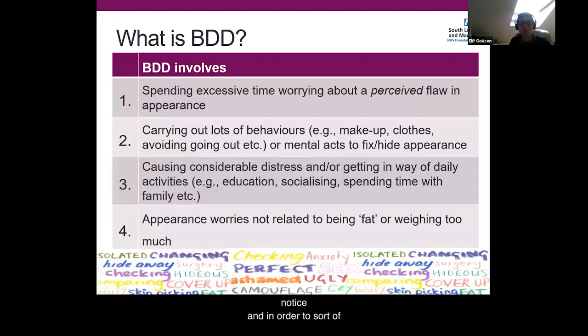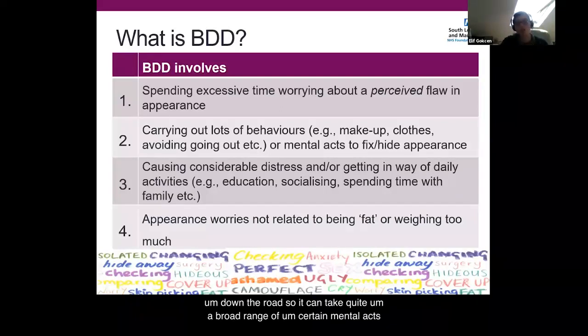In order to correct or fix this appearance flaw, young people can find themselves carrying out lots of behaviours or mental acts. It might be that they're doing lots of makeup routines, wearing excessive makeup, or wearing specific types of clothes to cover up their physique, for example. They might find that they're completely avoiding going out to certain places or seeing certain people, or completely stopping leaving the house and feeling pretty isolated. In terms of mental acts, they can be things like comparing their appearance to people they're seeing on the screen or walking down the road. It can take quite a broad range of forms that we can cover later on in our talk.